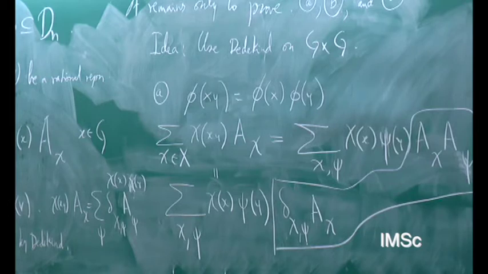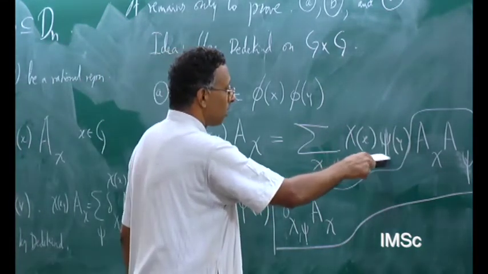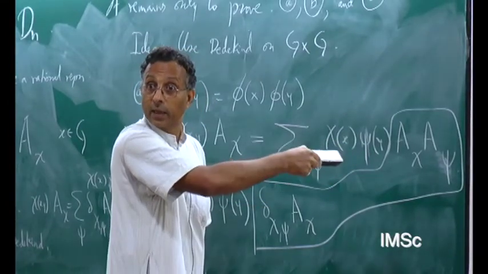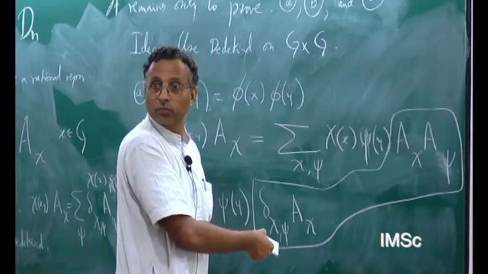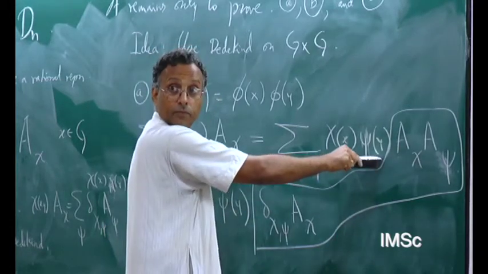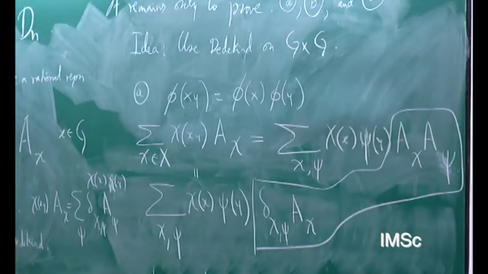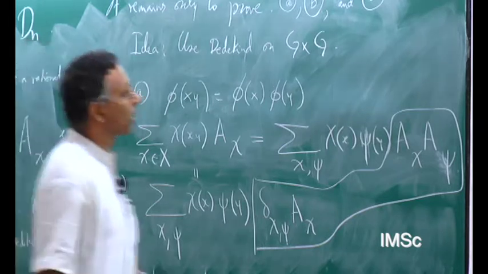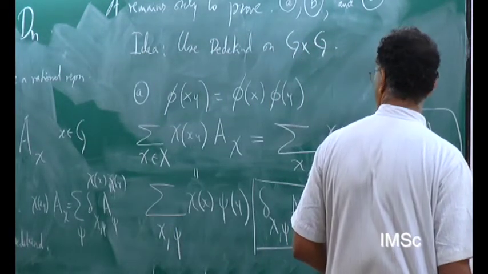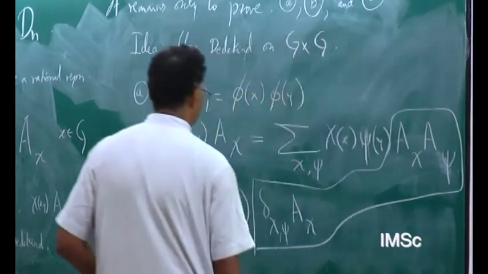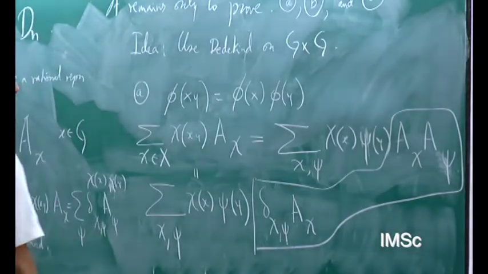Okay, so now each one, you are writing linear combinations of characters on G cross G. These are characters on G cross G. They are distinct. Okay, so here is what you, where to write here. Let me write it here.